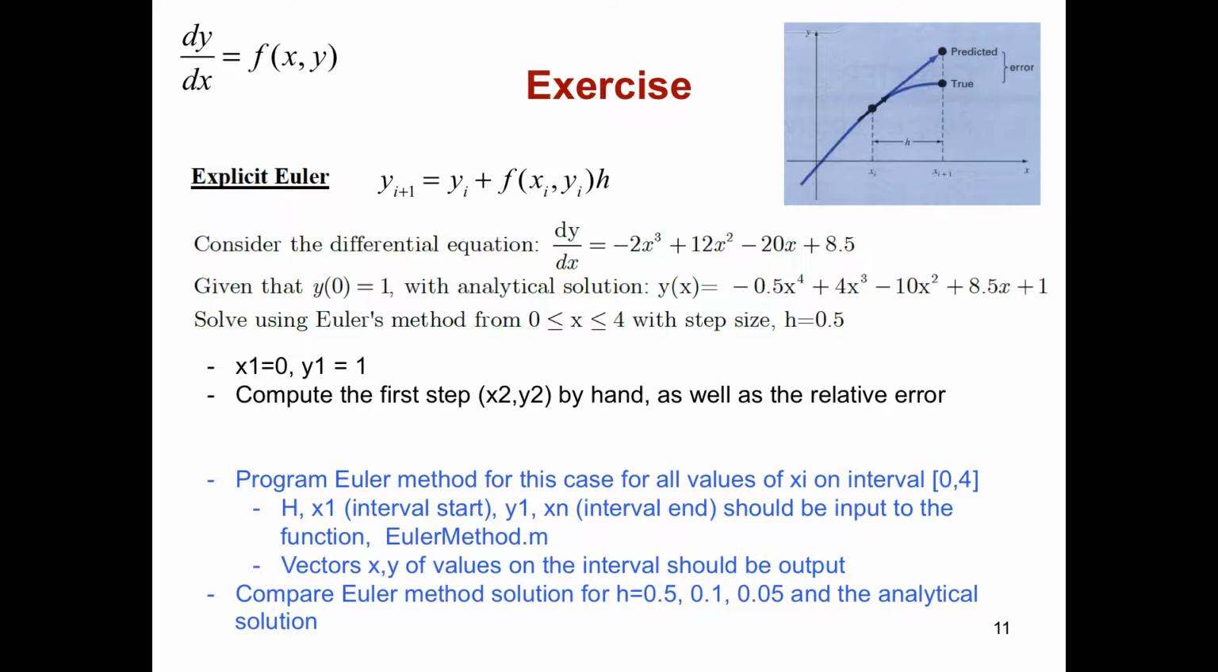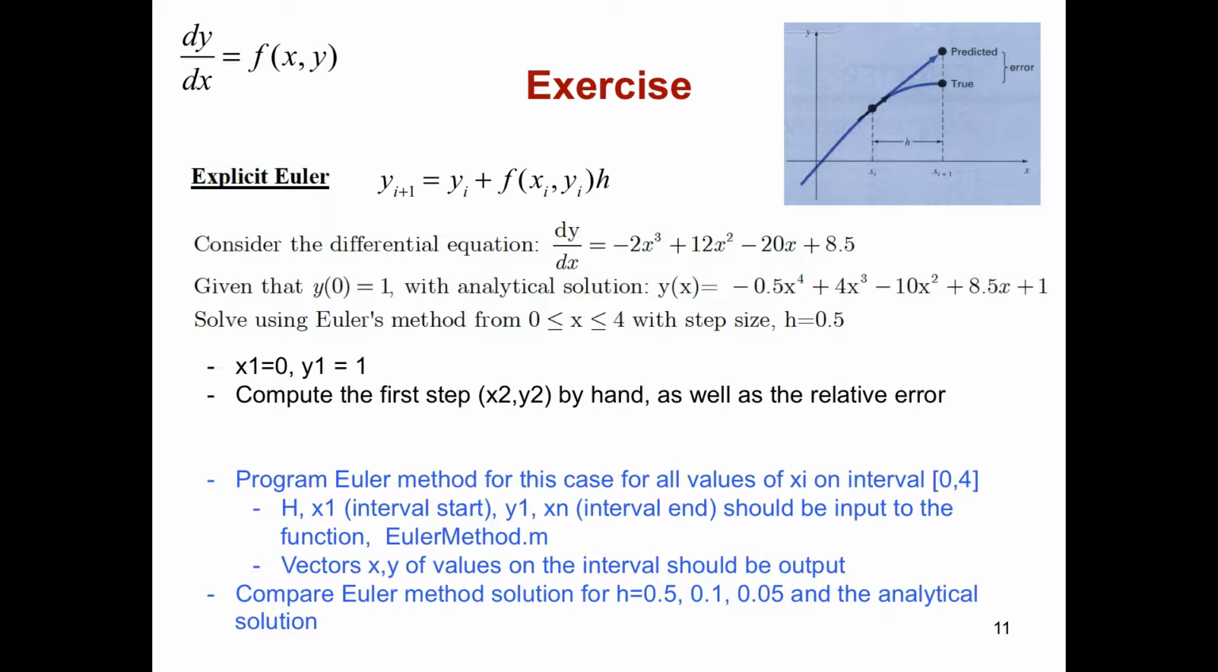Yes, so the function on the right is your f of x, y. It's really f of x in this particular case. It's minus 2x cubed plus 12x squared. So x1, y1 would be your starting point. Yes, 0, 1. Or you can call it x0, y0, however you want.